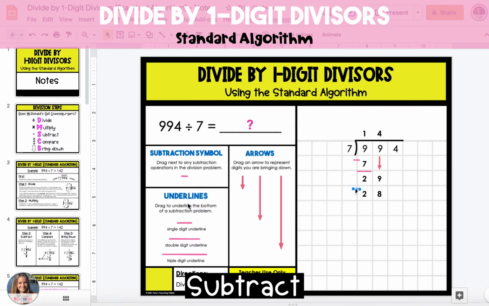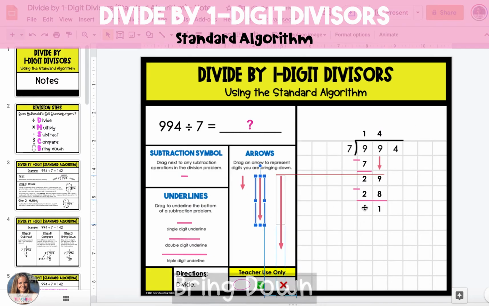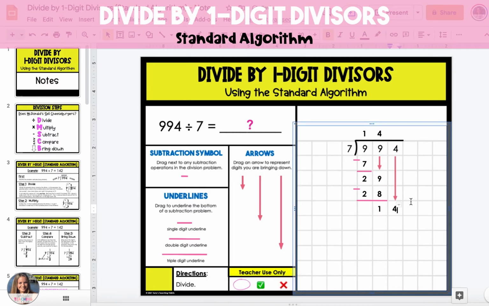Next, subtract. 29 minus 28 is equal to 1. Compare. Is 1 less than the divisor, 7? It is, so we can move on to the next step. Bring down the next digit, which is 4. We now have 14 that need to be divided. So we'll start our steps again.